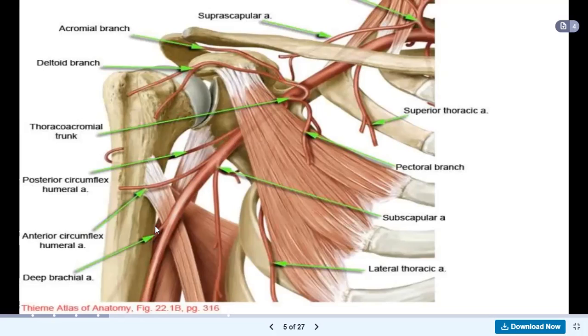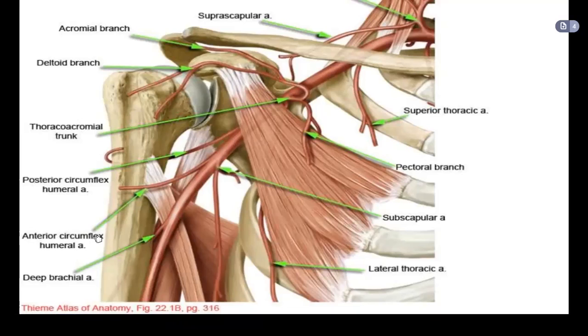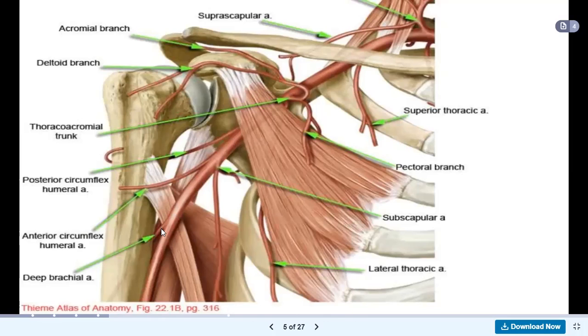You see this branch here is the anterior circumflex humeral artery. This bone is the humerus. So this artery goes around this bone, and that's why the name is called circumflex. So the anterior circumflex humeral artery runs across the anterior aspect of the humerus. This is the artery here.